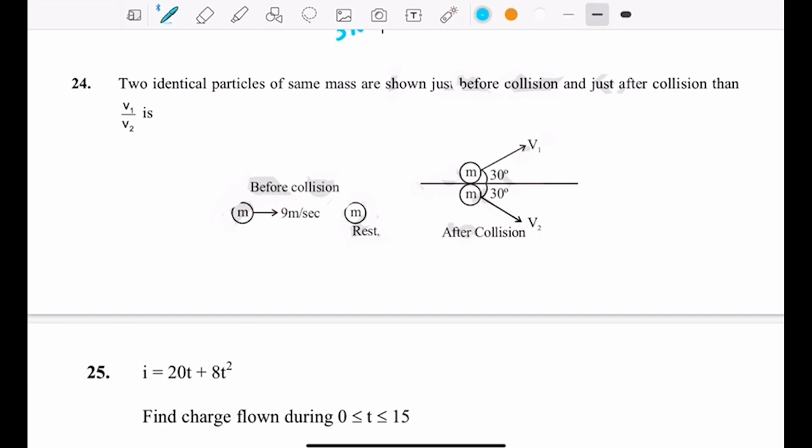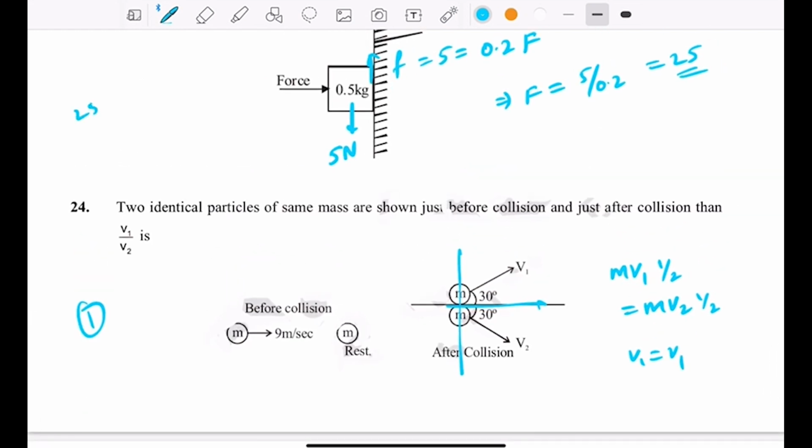Okay, so what can I do? I can conserve the momentum in the vertical direction and in the horizontal direction. In the vertical direction, m into v1 should be equal. There is no momentum initially in the vertical direction, so m v1 sine 30, sine 30 means 1 by 2, equals m v2 sine 30, 1 by 2. So from here v1 should be equal to v2. So the ratio is 1. So this is 1 and this is 25.